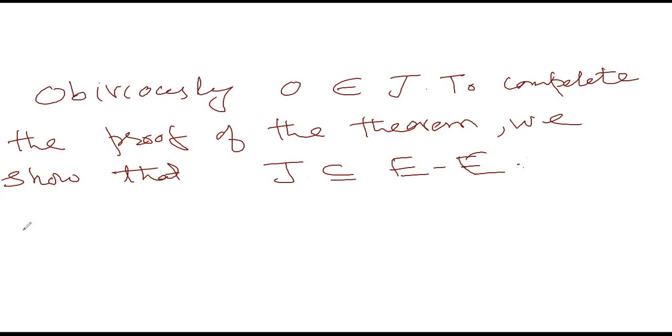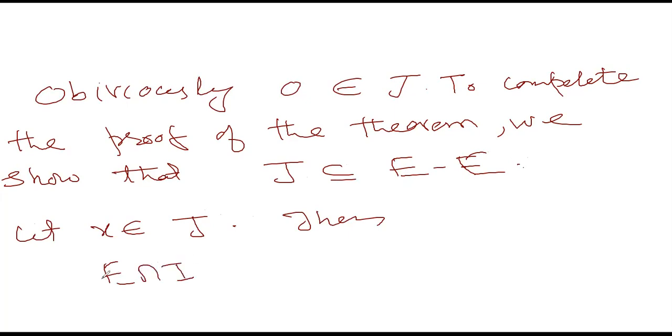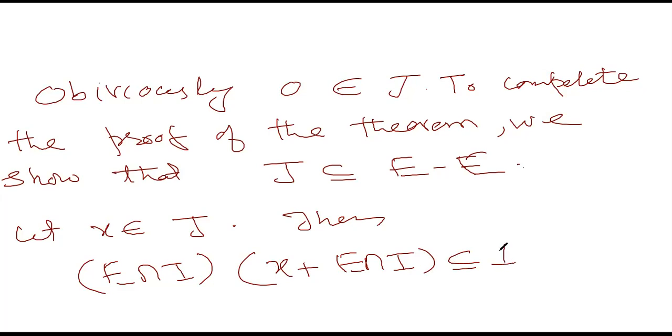So let's take x belongs to J. Then consider E intersection I, and its union with x plus E intersection I. It is obviously a subset of this: E intersection I is a subset of I, and x plus E intersection I is a subset of x plus I. So this one is a subset of the union of I and x plus I.